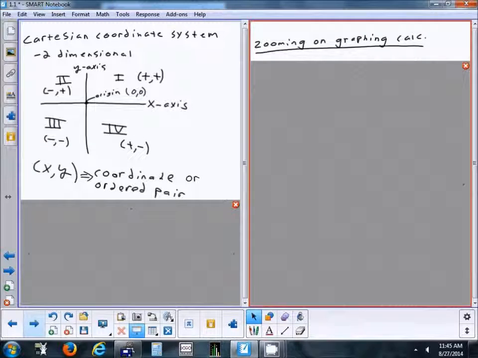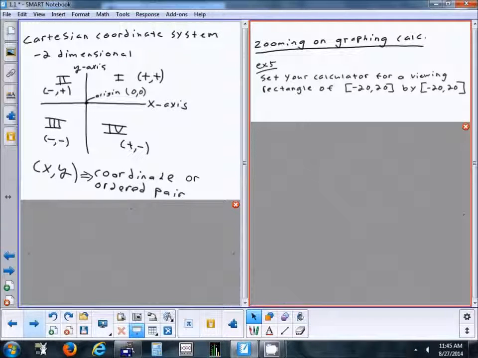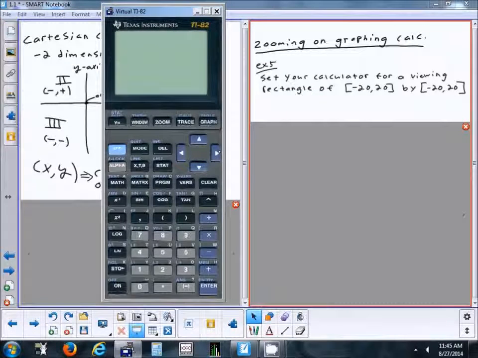Okay, so I want to take a look at the calculator, and we're going to look at how we can zoom in on the xy axis. First thing I want to do is take a look at the calculator, and I want to set it so that I'm seeing a screen of -20 to 20 on the horizontal and -20 to 20 on the vertical. Okay. Any guess which button I need to press to somehow do that? I want my x minimum to be -20, my x maximum to be +20. Same for the y values.